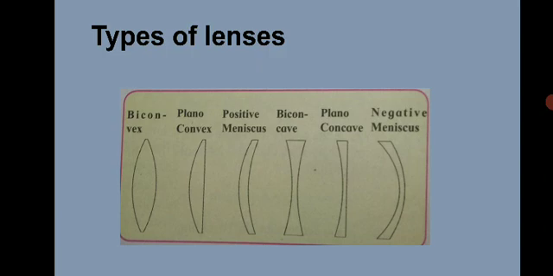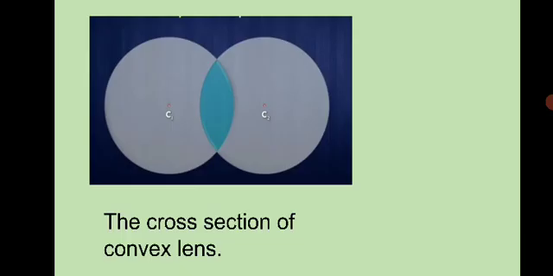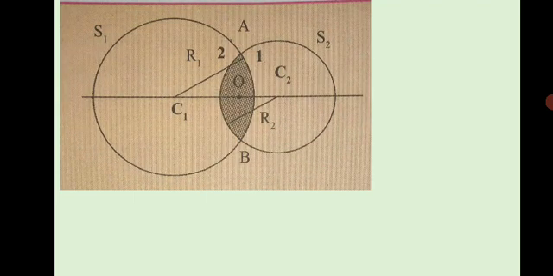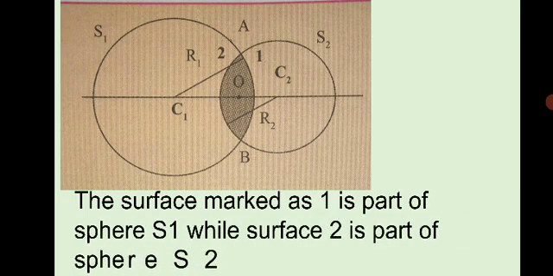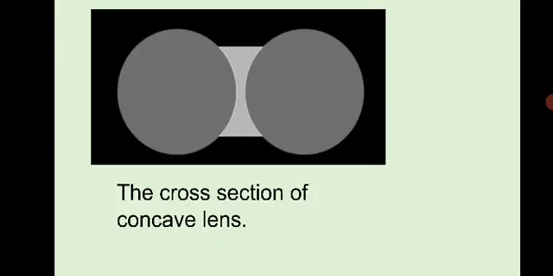The lens which has two spherical surfaces which are puffed up outwards is called a convex or double convex lens. In this picture, the cross section of convex lens is shown, and the surface marked as 1 is part of sphere S1 while surface 2 is part of sphere S2. This is the cross section of concave lens.